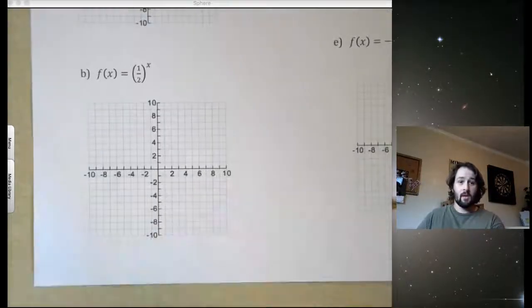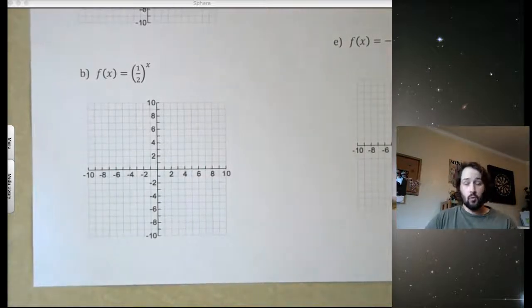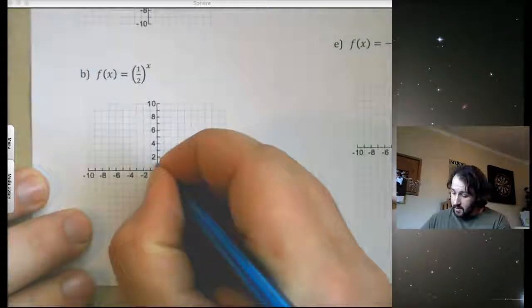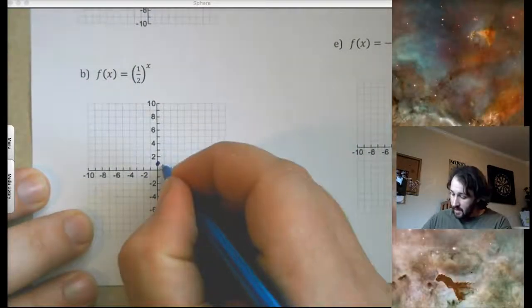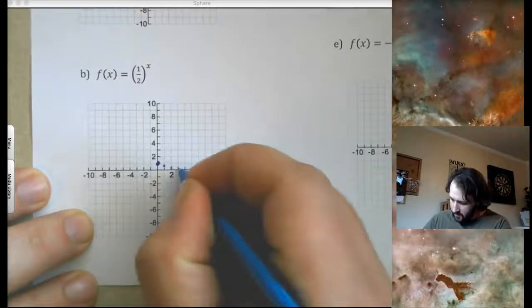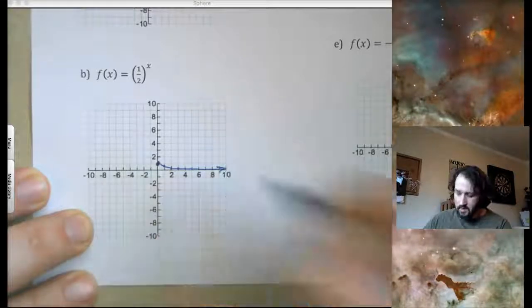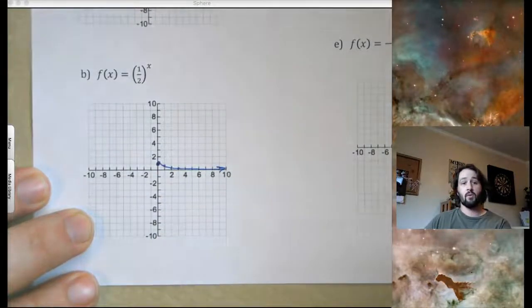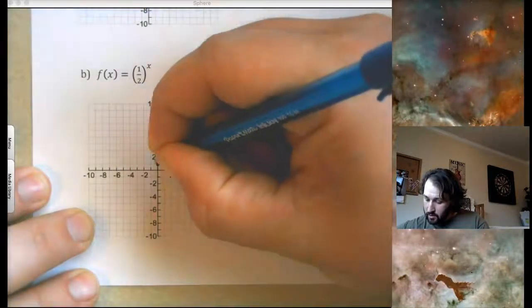So we have here (1/2) to the x. Again, this is a base between 0 and 1. So I have a y-intercept of (0, 1) all the time. Then if I take half of that number, it would be 1/2. Half of that number is 1/4. Half of that is 1/8. So this is going to get closer and closer to 0 in this direction, but never actually touch it. Remember, there's a horizontal asymptote there. The other direction is going to increase forever and ever.